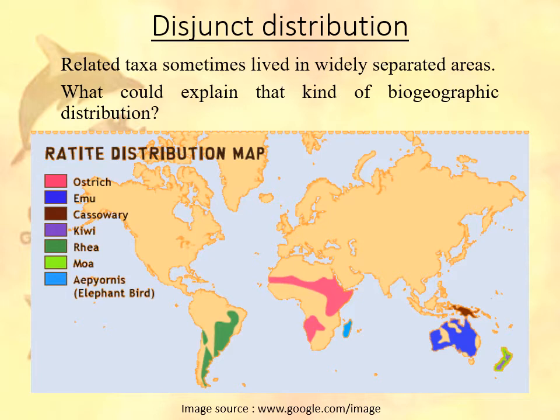and Aepyornis is distributed in Madagascar, whereas emu is in Australia, kiwi is in New Zealand. So you can see that although they look similar, they are distributed in different continental landmasses, and they are distinctly separated by the vast seas between them. So there is very little chance that these organisms can move from one continent to another, and because they cannot move from one continent to another, they show isolated or separated distributions in different continents.